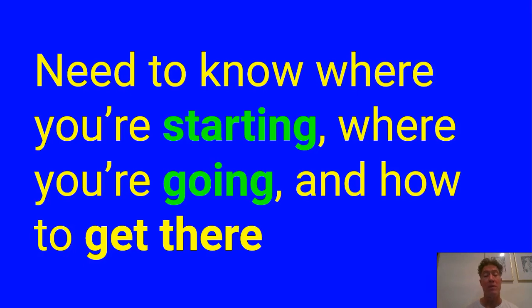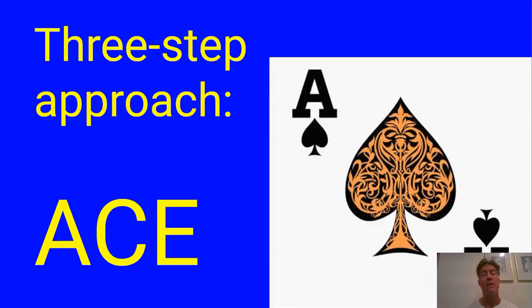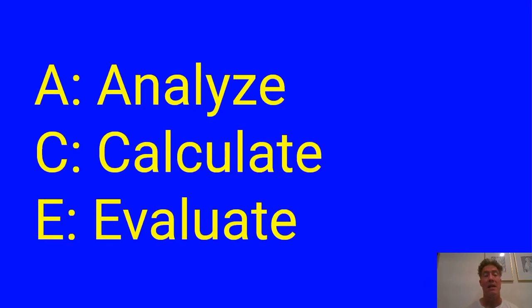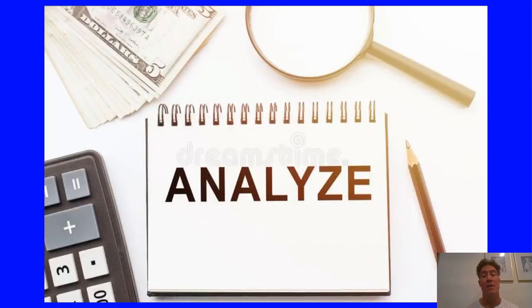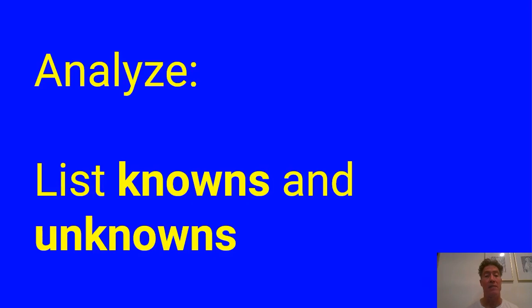So that's what we're going to focus on today. Basic problem-solving skills, a strategy to get you to the goal line. We're going to take a three-step approach with the acronym ACE. And ACE stands for Analyze, Calculate, and Evaluate. Those are the three steps that we will apply in all of our problem solving. Analyze, Calculate, Evaluate. So let's take the first step, Analyze.